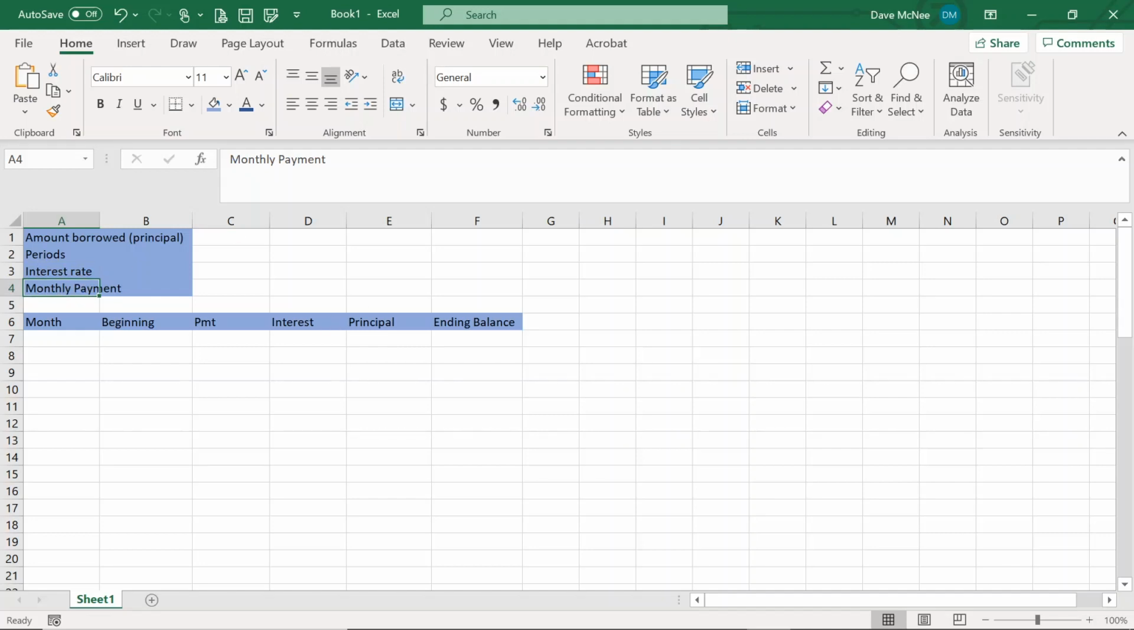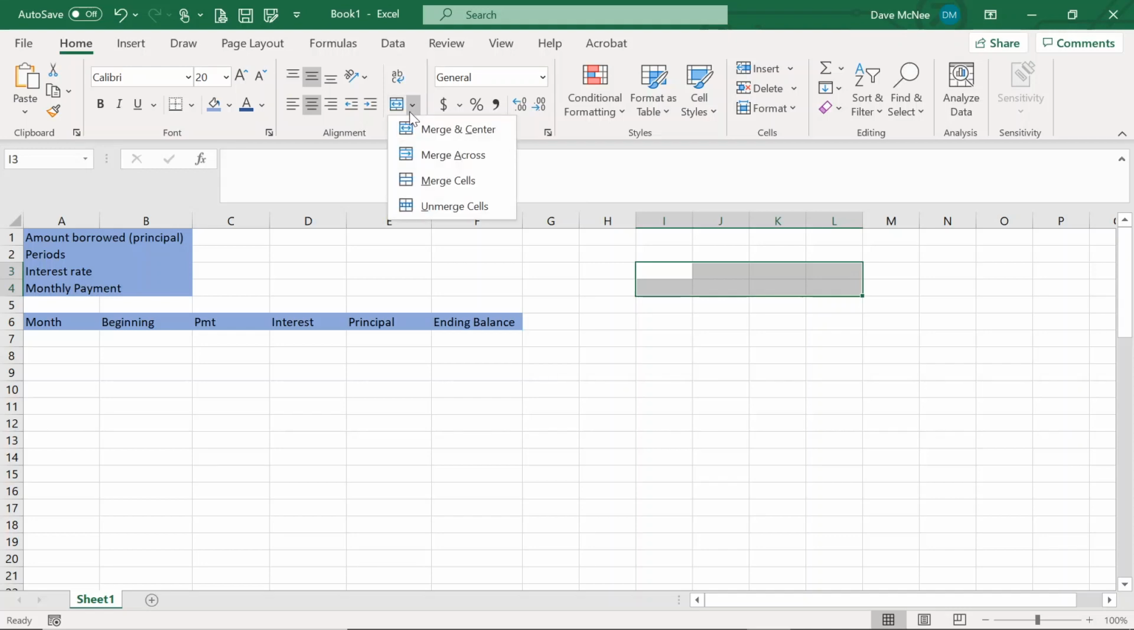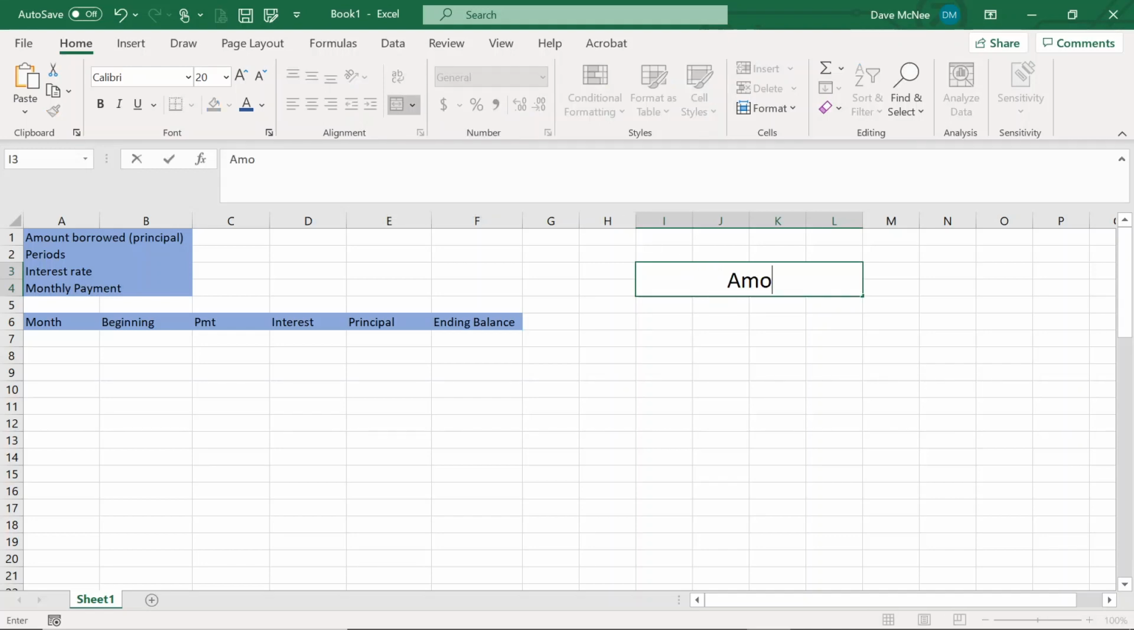So what's this table called? It's called an amortization table. I'm going to just put that here. I'm going to highlight a few of these cells, it does not matter how many, and I'm going to merge them. So I'm going to go to this icon and press merge cells, and then right here I can write in the title. And there it is.